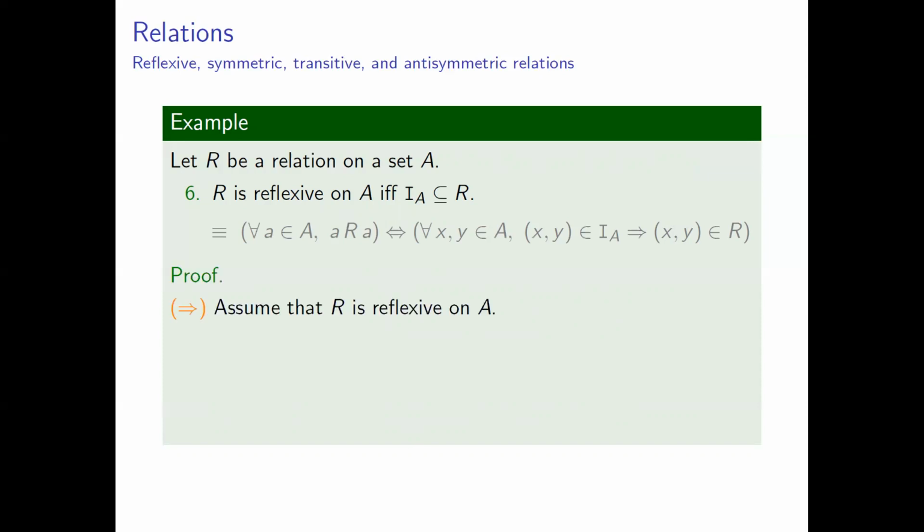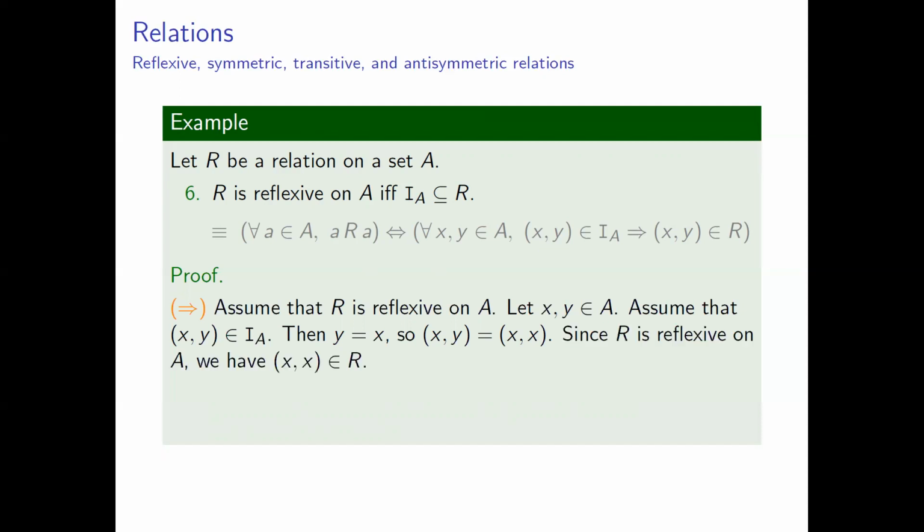We begin by proving the forward implication. Assume that R is reflexive on A. Let X and Y be arbitrary elements in A. Assume that the ordered pair (X, Y) is an element of the identity relation on A. Then Y is equal to X, so the ordered pair (X, Y) is equal to the ordered pair (X, X). Since R is reflexive on A, (X, X) is an element of R. Equivalently, (X, Y) is an element of R. Thus, the identity relation on A is a subset of R.